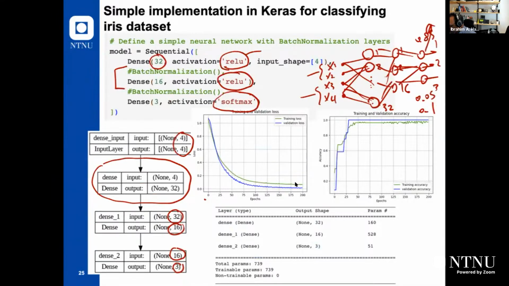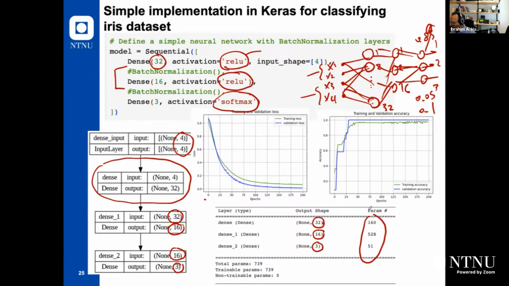As you can see here, this is also more information about the model. So the inputs to this dense layer, it's 32 inputs. The second layer, or the second hidden layer, has 16 inputs. And the output layer has 3 outputs. So 32 outputs, 16 outputs, 3 outputs. This is the number of parameters.